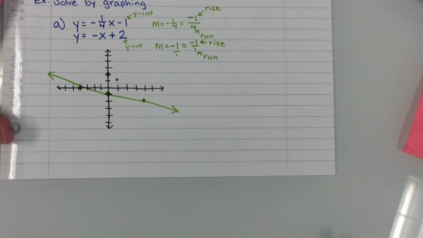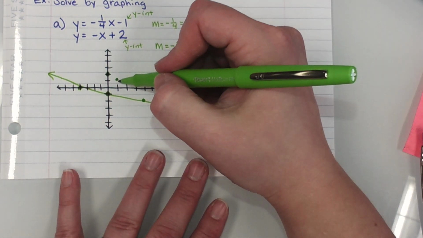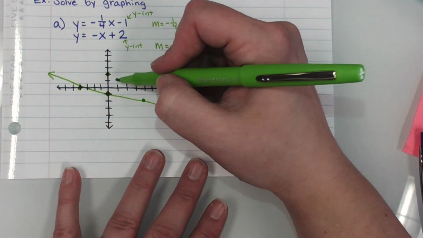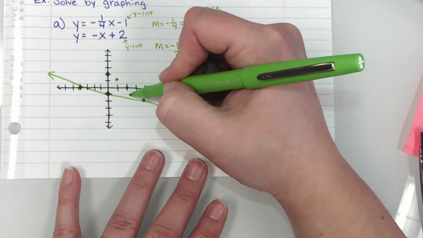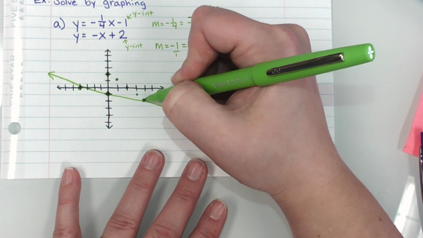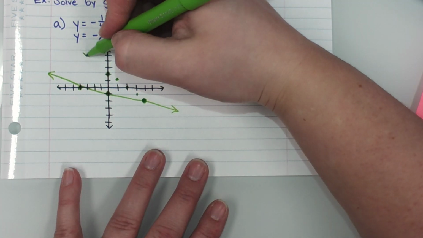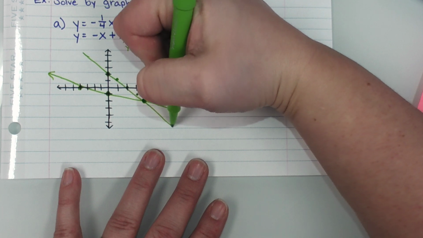Again, do it as many points as it takes you to get across the graph. Or if you intersect the other graph in the meantime, you're good. Down 1, right 1. Down 1, right 1. Down 1, right 1. I've intersected the other graph. I'm going to call it good enough.